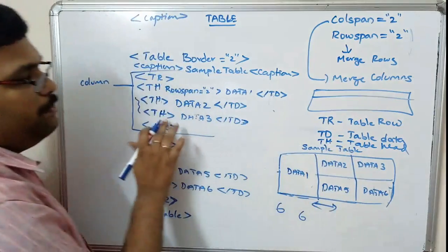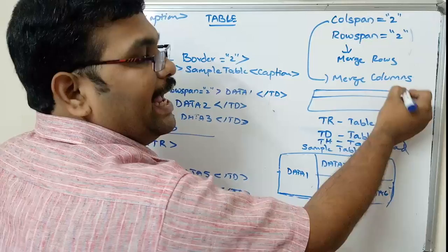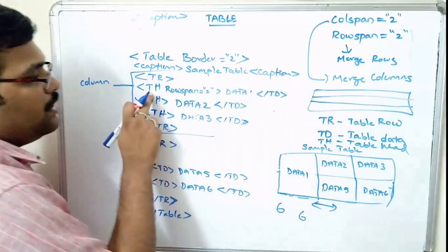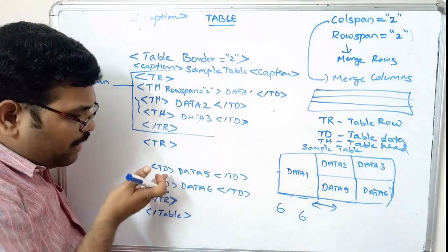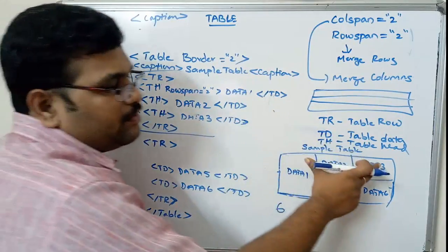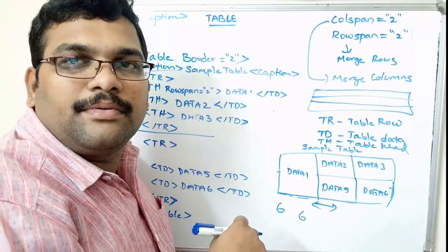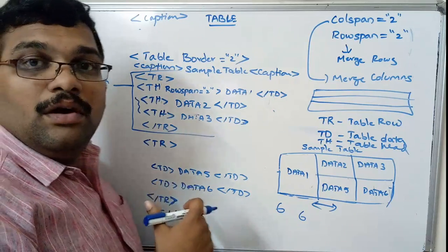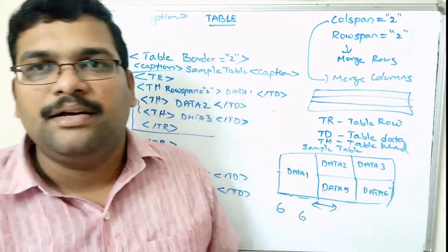So this table head should be inserted in the first row itself, because the first row data will be the heading. And from the second row, the actual data will be displayed. So in the first row, the table data must be replaced with table head. You can also write the table data, but if you write this table head, the first row data will have bold characters, right? So hope you understood these table tags. Now let us see these table tags on the system by implementing this table.